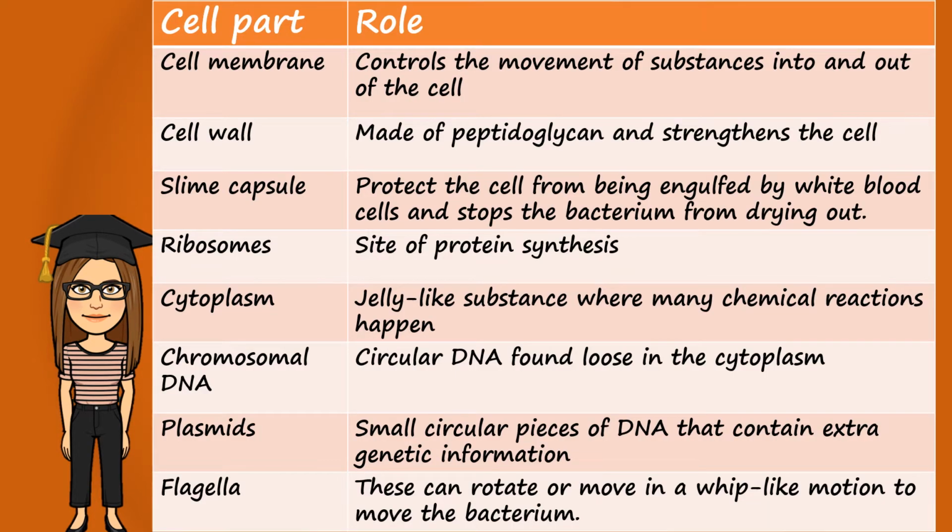As well as being able to identify the key parts of a prokaryotic cell, you also need to be able to describe their roles. So firstly, the cell membrane controls the movement of substances into and out of the cell. The cell wall is made up of peptidoglycan and this strengthens the cell. Some bacteria contain a slime capsule. This can prevent the cell from being engulfed by white blood cells of the immune system, and it also helps stop the bacterium from drying out.